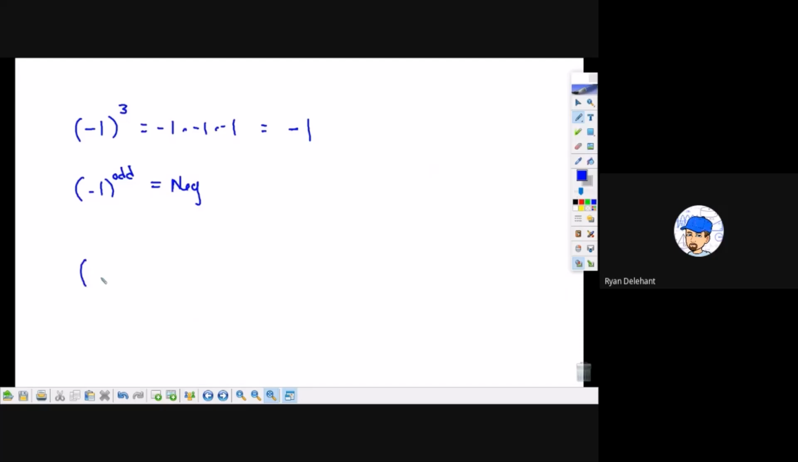But if we take anything to an even power, let's say 4. Well, that's -1 times -1 times -1 times -1. 2 negatives make a positive. This comes out as positive. Even powers always give you positive results. So anything to an even power is going to stay with its sign, meaning it's not going to change.